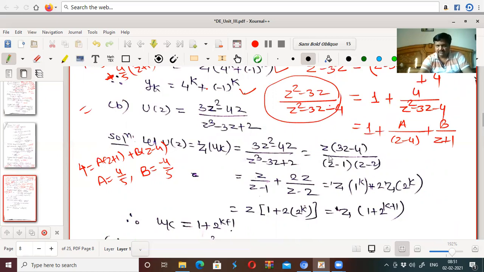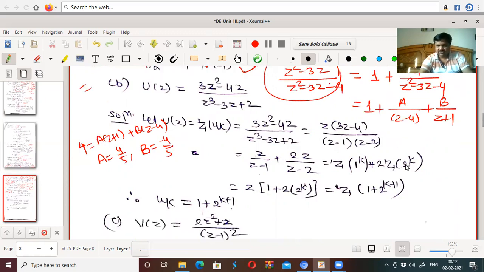You can write z into 3z minus 4 upon z minus 1 z minus 2, and this can be written as z upon z minus 1 plus 2z upon z minus 2. Okay, so if I take multiplication, you will get this term. So this is nothing but the Z transform of 1 to the power k, and this is nothing but 2 times the Z transform of 2 to the power k.